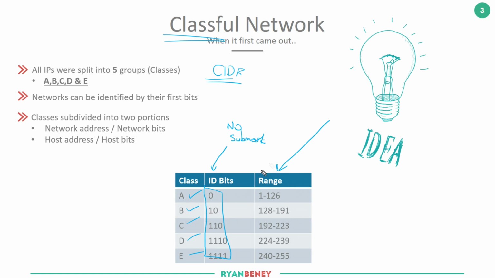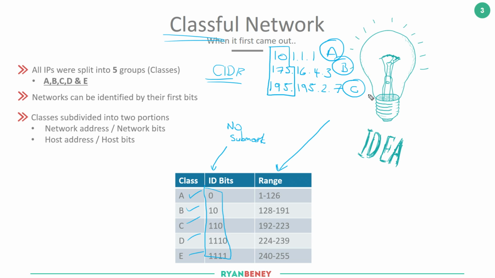We've got these IP ranges. You can see, for example, if I gave you 10.1.1.1 or 175.16.4.3 or 195.195.2.7, we can have a look at the first octet, and remember that's the only thing we're concerned about here in classful networking, which octet falls into which range, because that's the class that it lives in. So 10 falls between 1 and 126, it's class A, 175 falls into class B, and 195 falls in class C. Now, throughout these ranges of IPs, there are some specially reserved IP ranges.